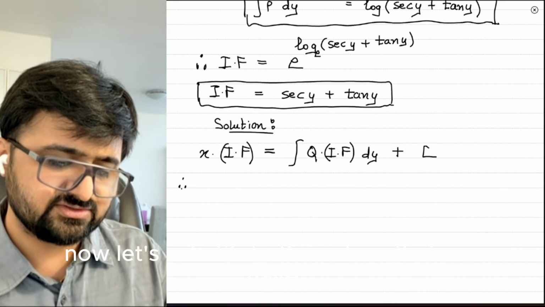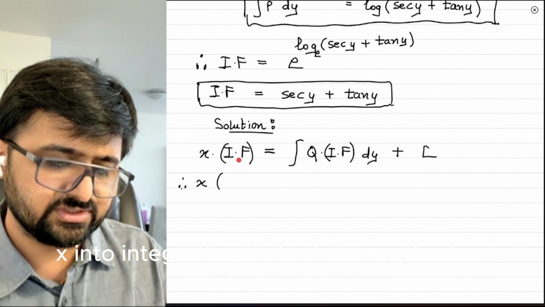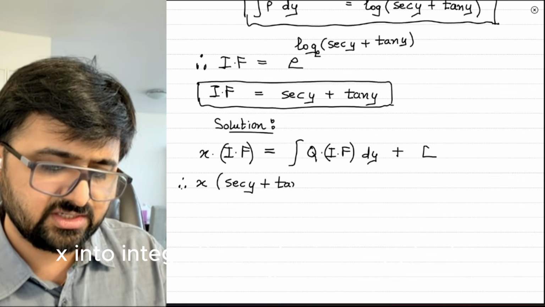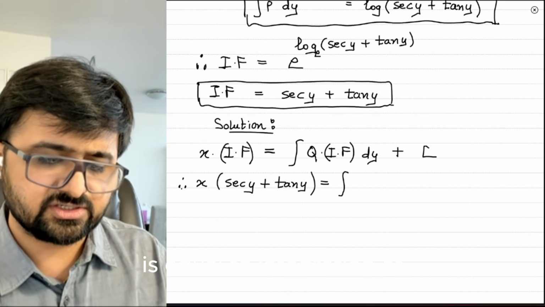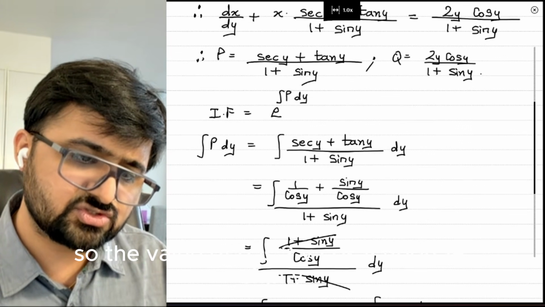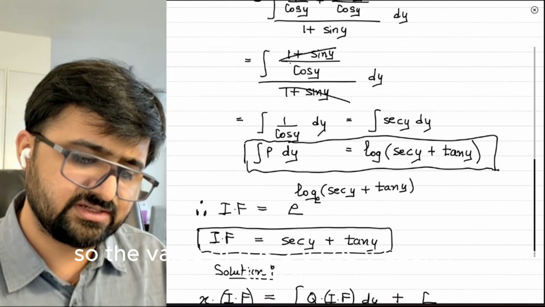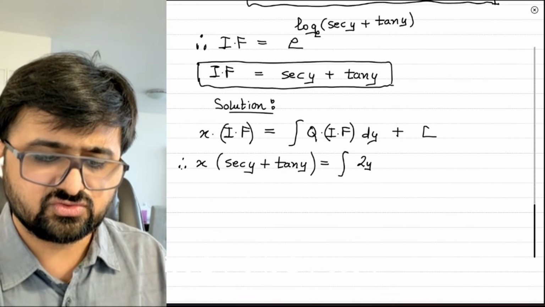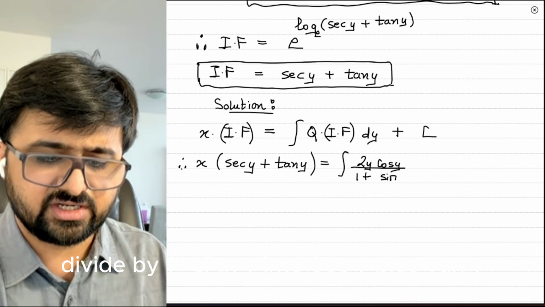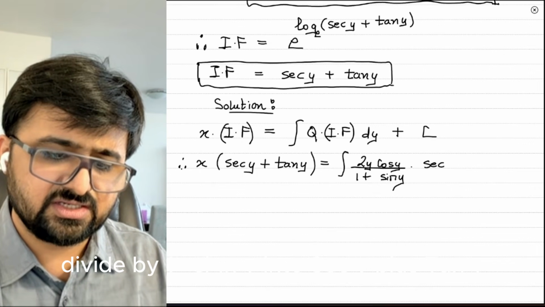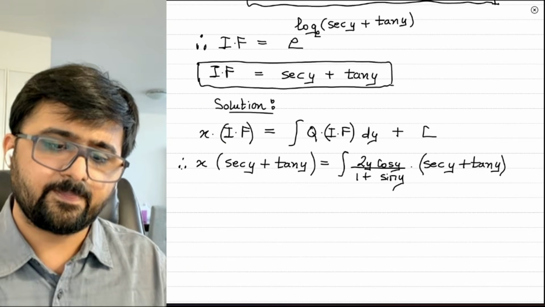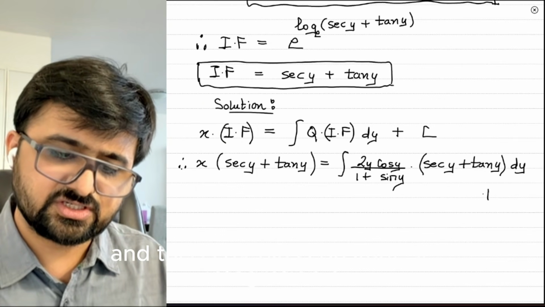Now let's substitute the values that we have. So x times the integrating factor, sec y plus tan y, is equal to the integration of q times the integrating factor. What's the value of q? The value of q is 2y cos y upon 1 plus sine y. So it's 2y cos y divided by 1 plus sine y, times sec y plus tan y, dy, plus the constant of integration c.